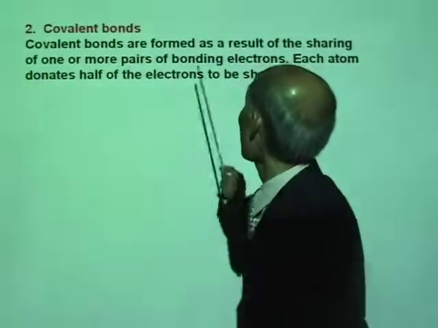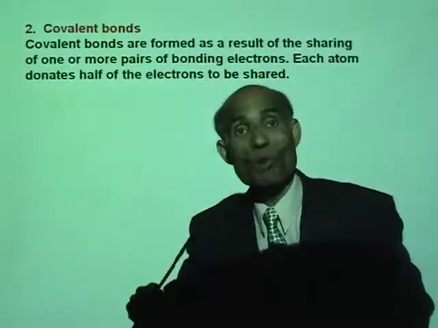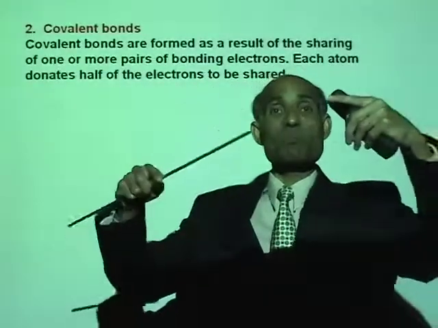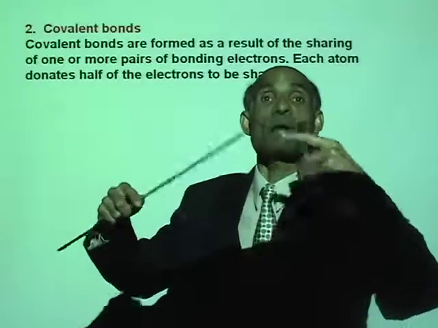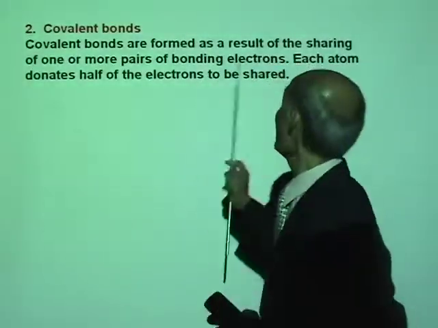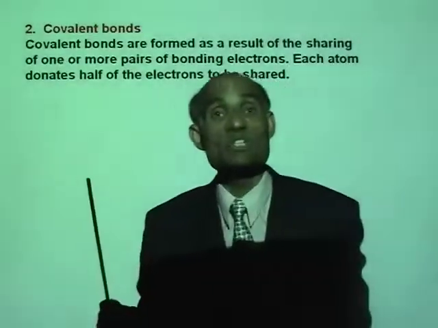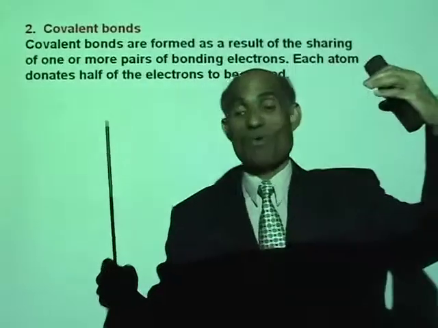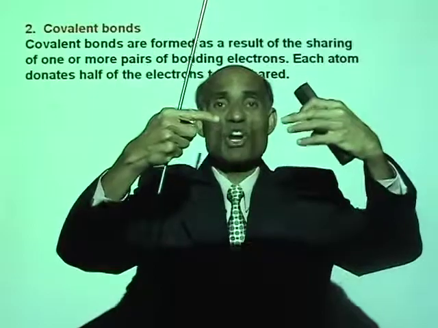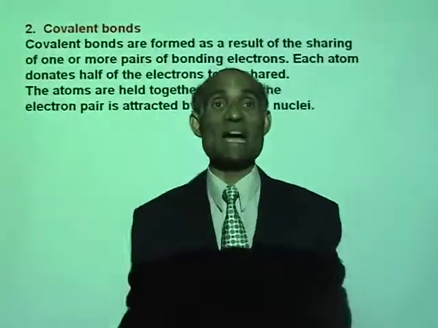Covalent bonds are formed as a result of sharing 1 or more pairs. You see, when you share, you can only share pairs of electrons. 1 pair, 2 pairs, 3 pairs, and so on. Each atom donates half of the electrons to be shared. So if 1 atom donates 1 electron, the other donates another electron, there is a pair of electrons shared between the 2 atoms.